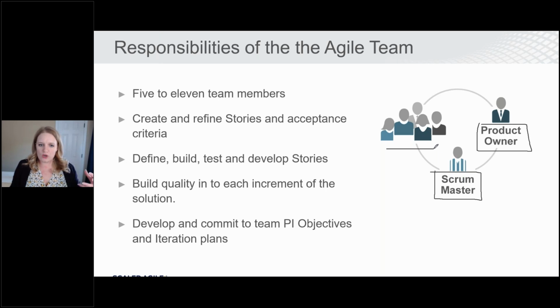Now, the product owner's role in these teams is to define what gets built. What are we going to build? They help the team define their requirements and understand what value we're going to deliver.